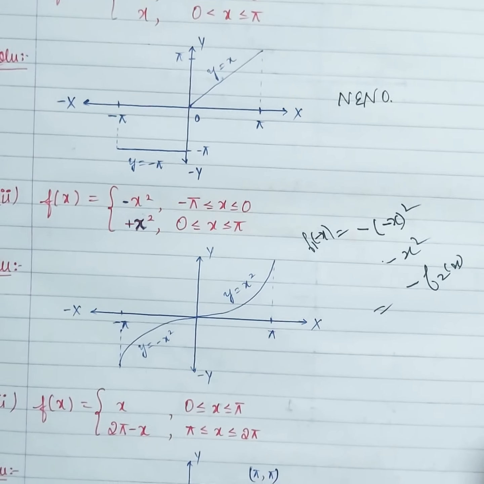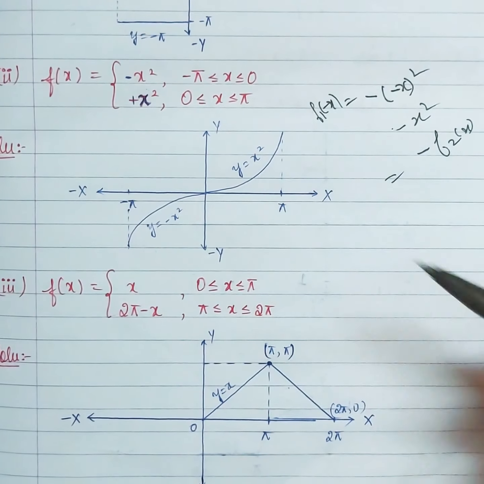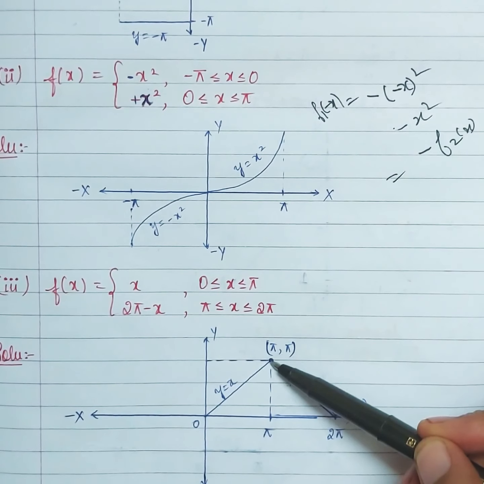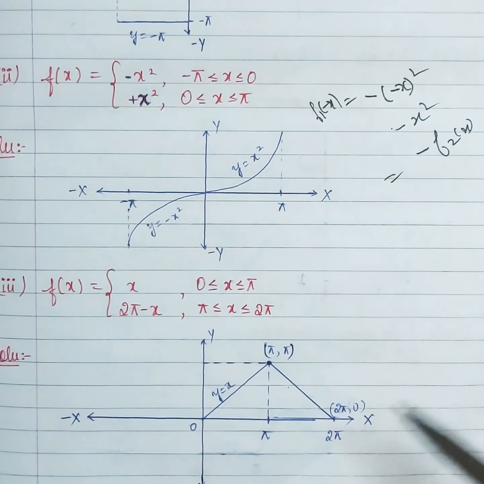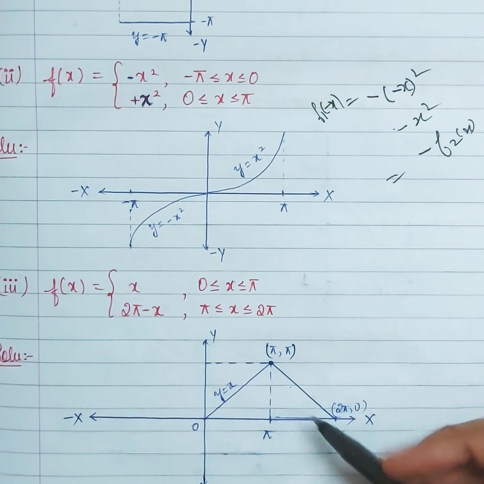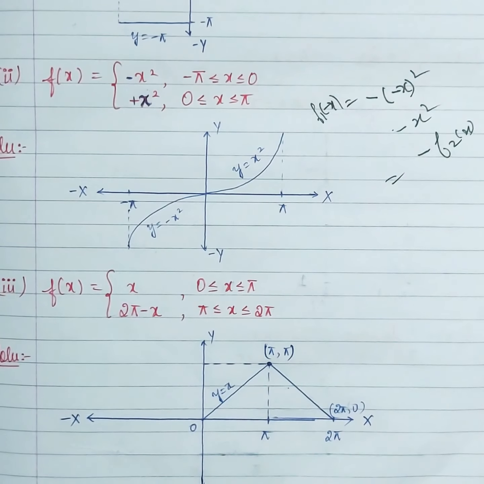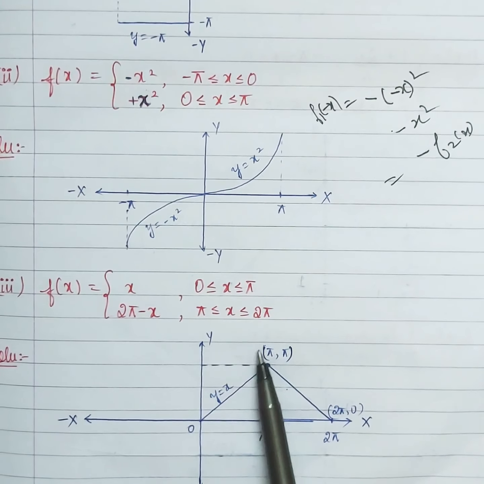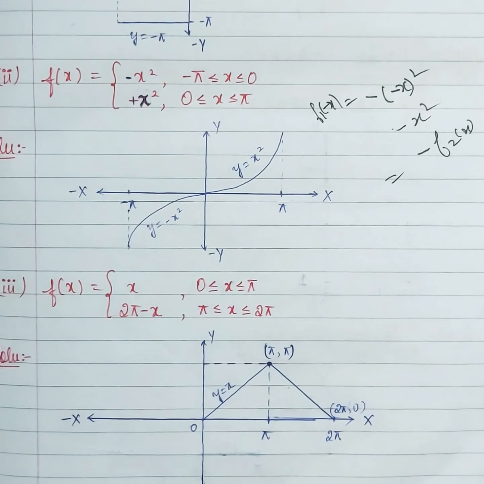Coming to the next problem. If you see this, x from 0 to pi, 0 to pi x means only here till here. And pi to 2 pi, it is 2 pi minus x. So with respect to pi as a middle line, this is a mirror image of this. So the function is even. With respect to this line, x is equal to pi, on either side of it we have the same image. So it's an even function.